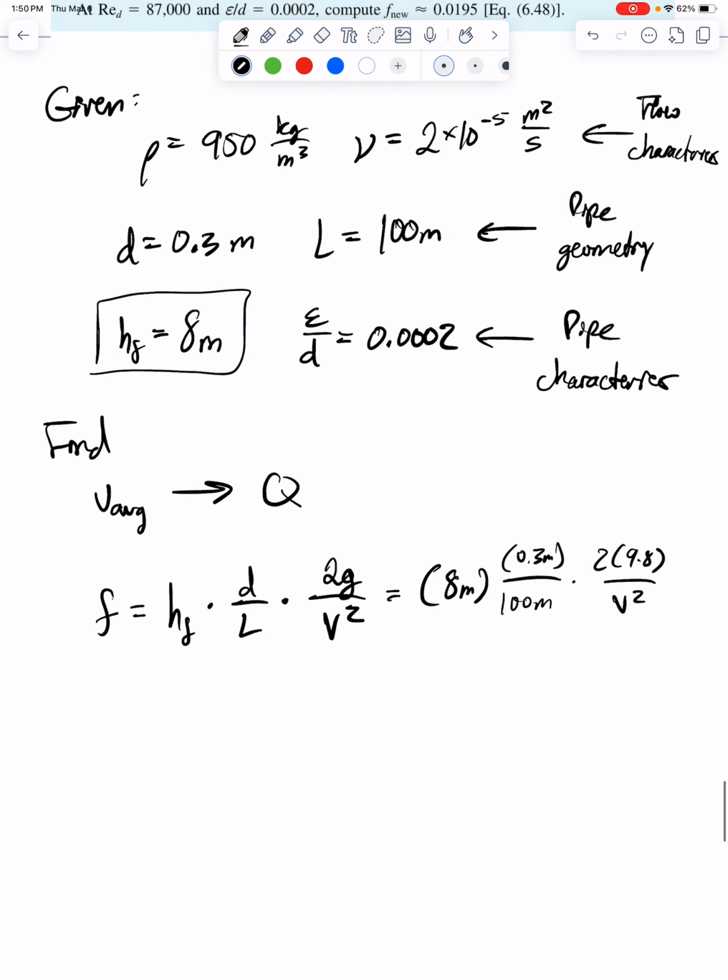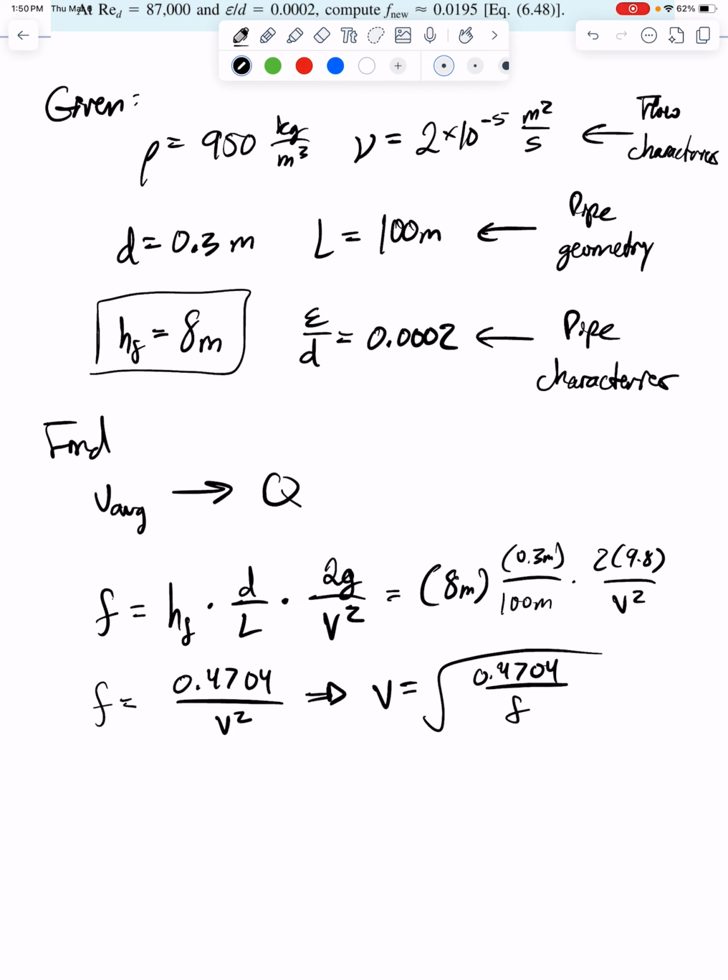So F is equal to 0.4704 divided by v squared, which implies that v is the square root of 0.4704 divided by F. So we have a way to correlate v and F, but exactly how can we determine F? This is what brings us to the Moody flow chart.